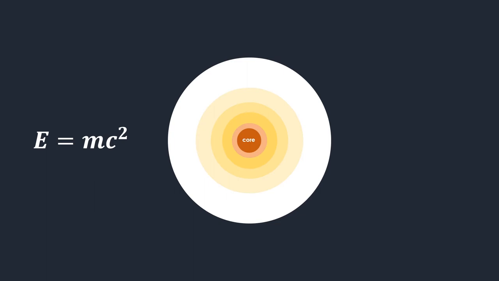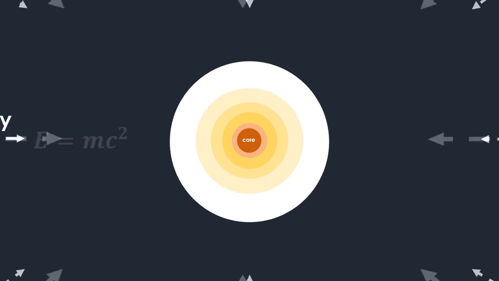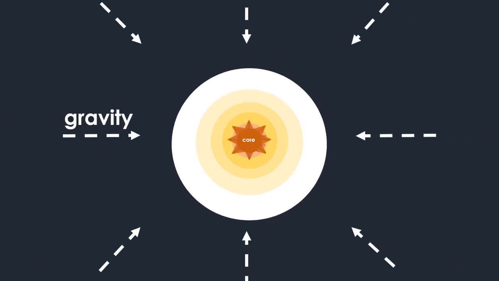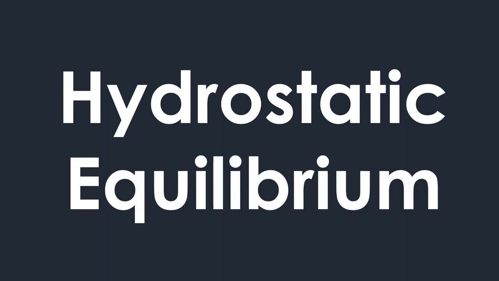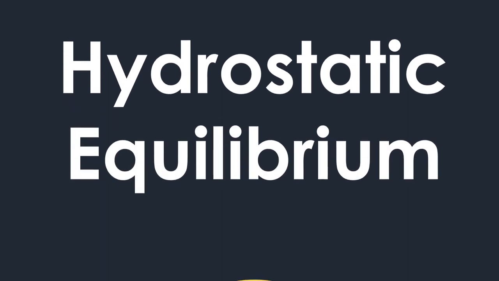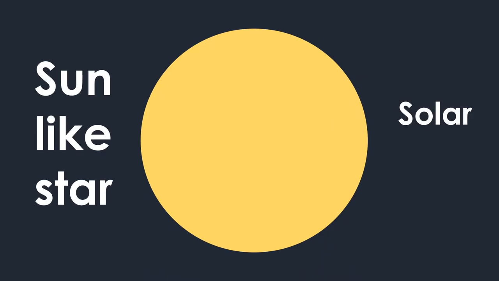This energy generation results in a thermal pressure, which stops gravity from compressing the star further. This balance is known as hydrostatic equilibrium. This is the thing keeping stars stable. Once hydrostatic equilibrium has been achieved, the star is now a main-sequence star.